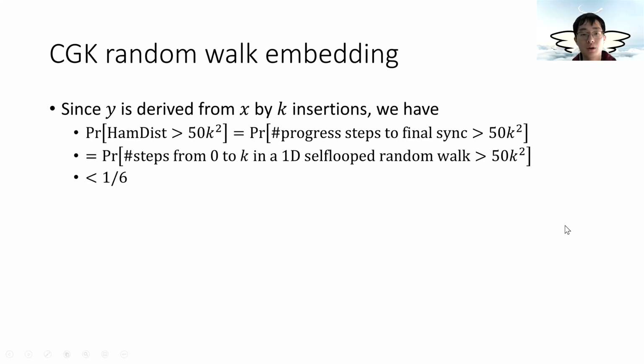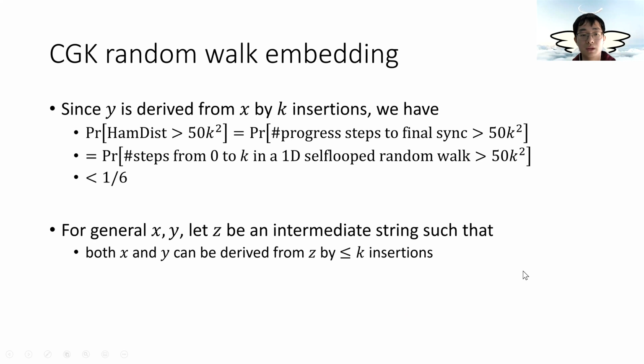Since y is derived from x by k insertions, we know that the Hamming distance equals the number of progress steps to final synchronization, which equals the number of steps from 0 to k in a one-dimensional self-looped random walk. Therefore, from probability theory, we know that this quantity is larger than 50k squared with probability at most 1/6.